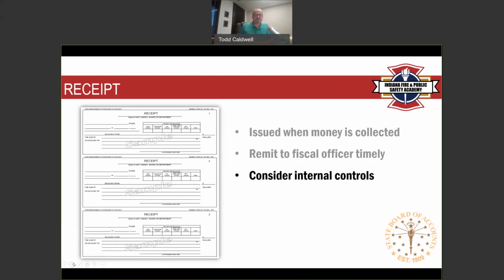Next, you want to consider internal controls. Review the collection practices and policies in your office periodically. Is money secure prior to turning it over to the fiscal officer? Make sure that not everyone has access to it while it's still in your office. Those types of things. Also look at the amounts that you're taking in.